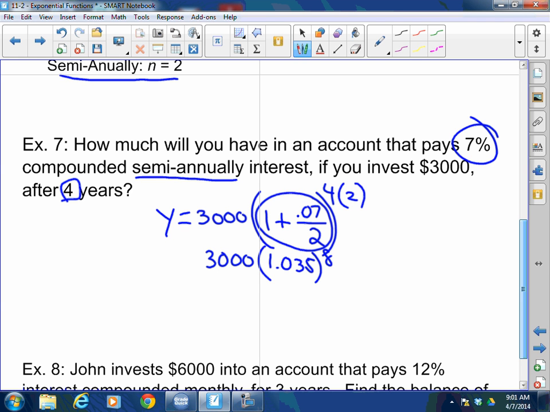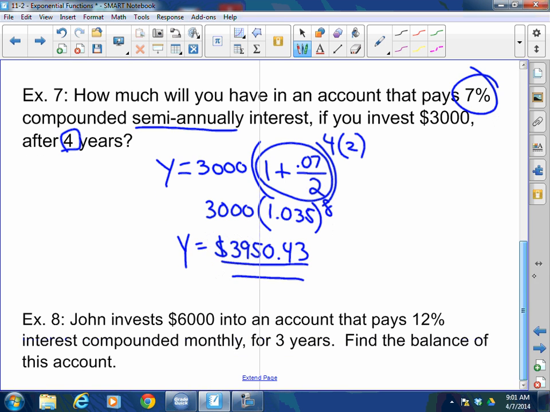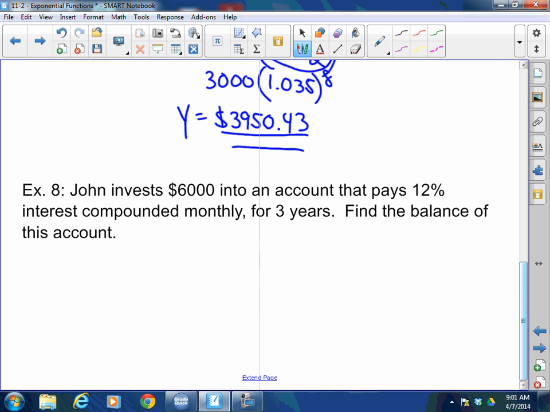And that should equal $3,950.43. Does that make sense, my friends? And are you getting that value? Wasn't that bad, was it? Pretty easy. Okay, let's do another one, please.